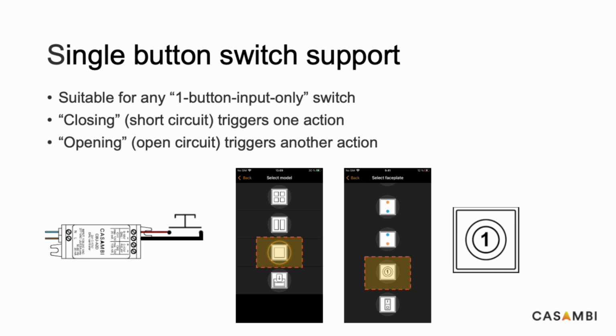With single button support, which is a new feature, it's suitable for any switch that has basically a one button input. So it's just a contact closure. And when it's short circuited, it triggers one action, and the action of opening the switch triggers another action. For the EnOcean faceplates, there's a specific faceplate you can choose that's shown in the diagram, but the same feature is available for Casambi enabled single input switches or EnOcean switch or custom battery switches.